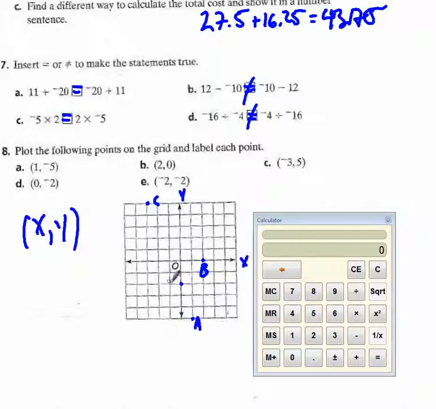So that would be D. E is going to be negative 2 comma negative 2. So negative 2, negative 2. And finally, negative 3, 5. Oh, I've already done that. That's C. Perfect. And so there I have it. I've located all the points on the grid.